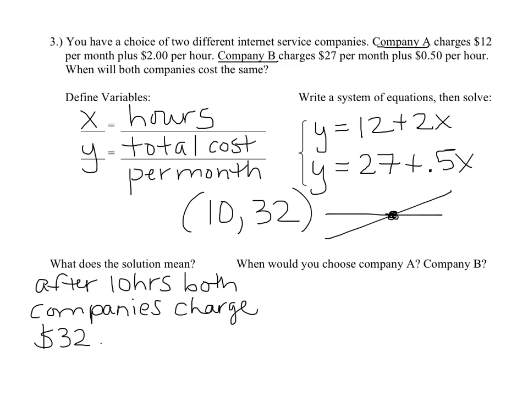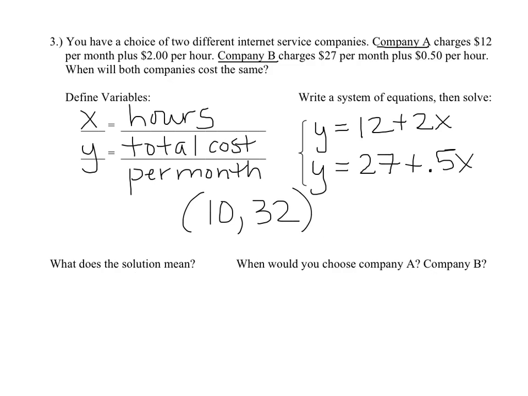10 hours, $32. So now the question is, well, when would you choose company A and when would you choose company B? All right, so to be able to understand this question, you really need to have a really good understanding of what the graph actually looks like. So I am going to go ahead and get rid of some stuff here and kind of give you an idea of what we're talking about. So I didn't draw a very accurate graph, so you guys can see it, but really what's important is just the first quadrant, right?